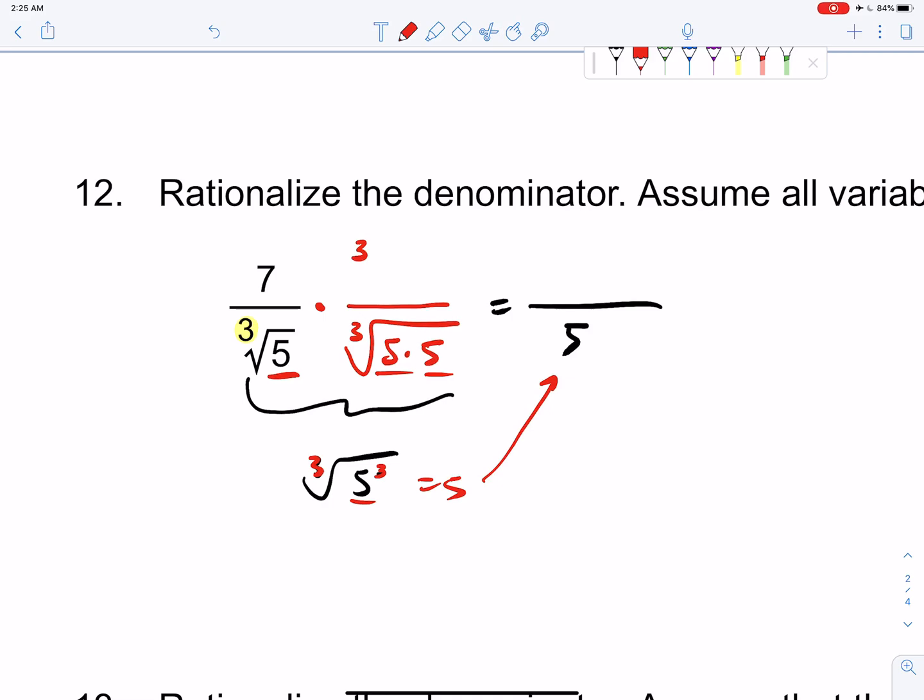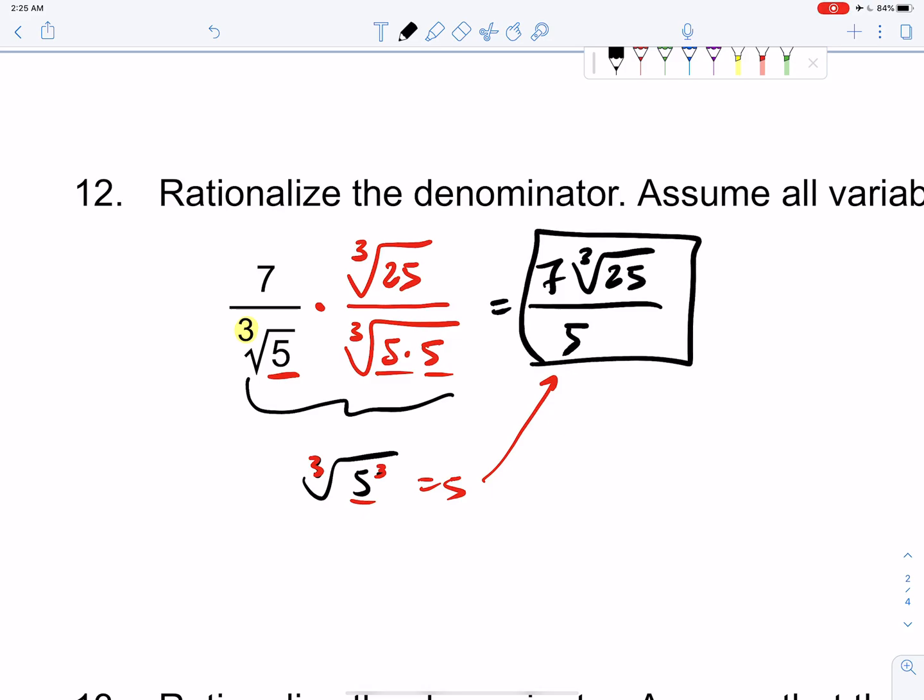So the denominator is the cube root of 5 times 5. The numerator is the same thing. I'll just write it 25. 7 times the cube root of 25 is just 7 cube root of 25. That will not reduce, it is a fraction. And that is the final answer, 7 cube root of 25 over 5.